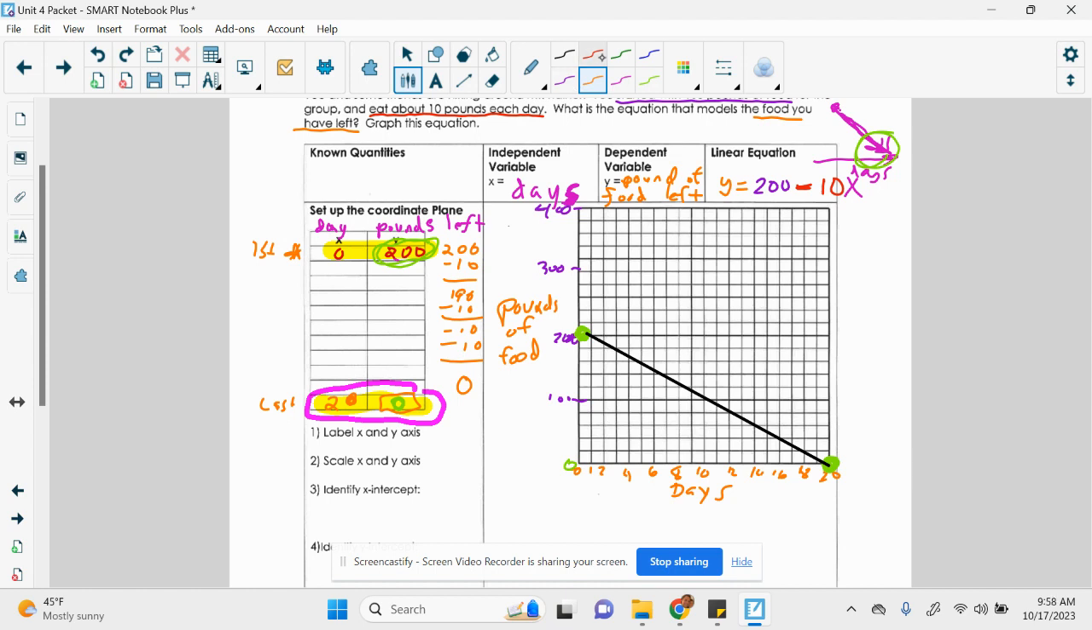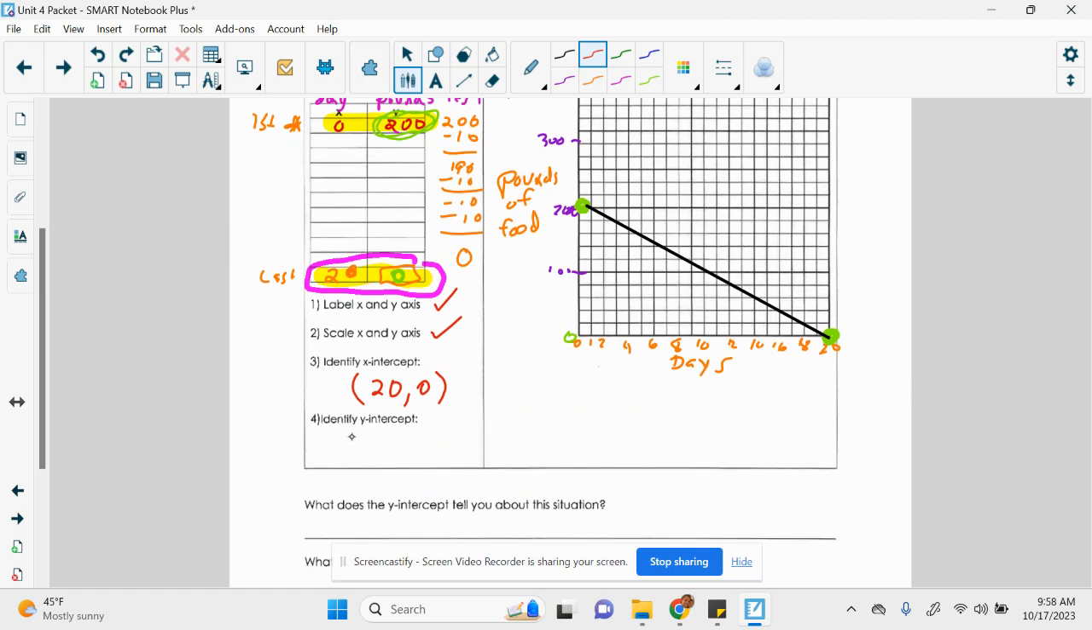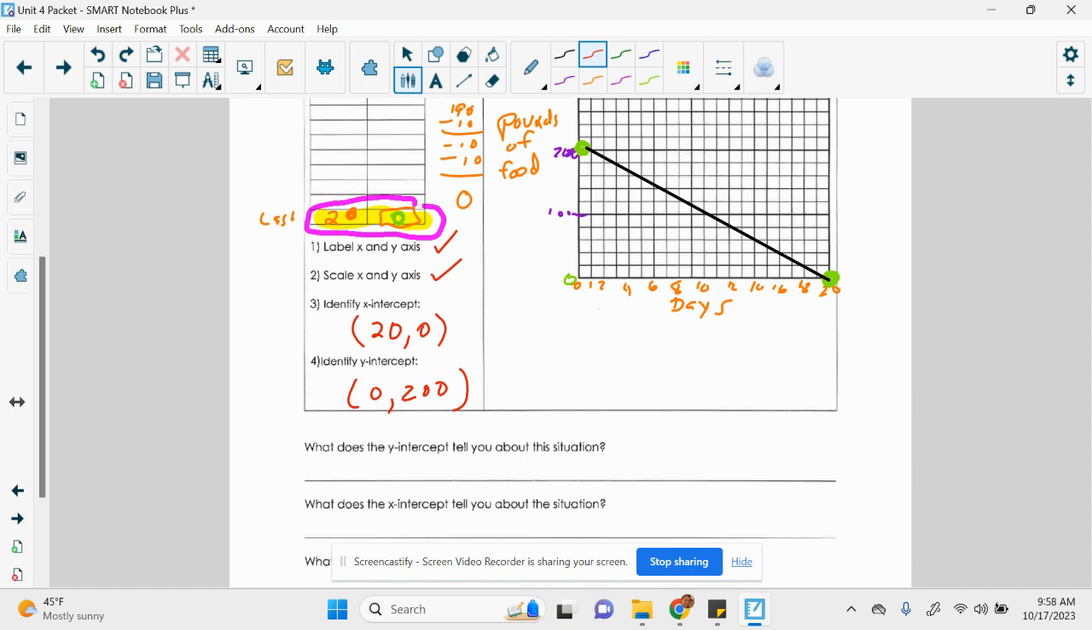So here's the deal. We label, ding, we scale, ding. What is our x-intercept? This is the first time. It's 20, 0, all right? And then lastly, identify the y-intercept at 0, 100. Now, ready? I love these questions. What does the y-intercept tell you about the situation? It's our starting amount of food. It's what we start with, and that the starting is huge.